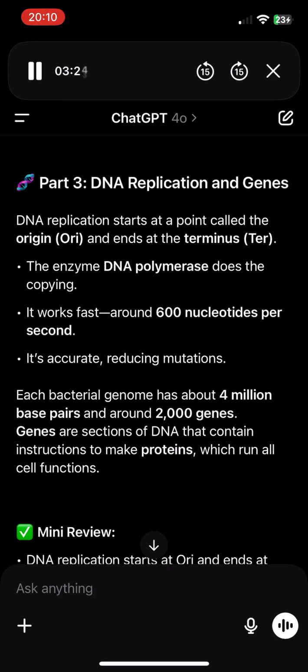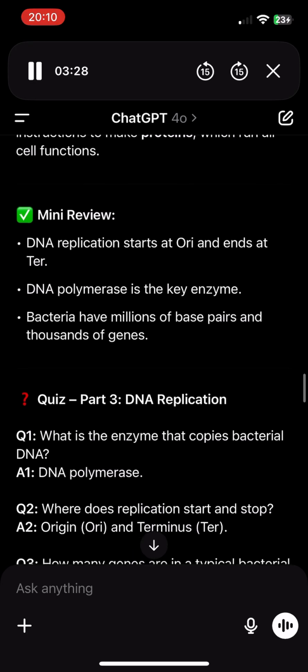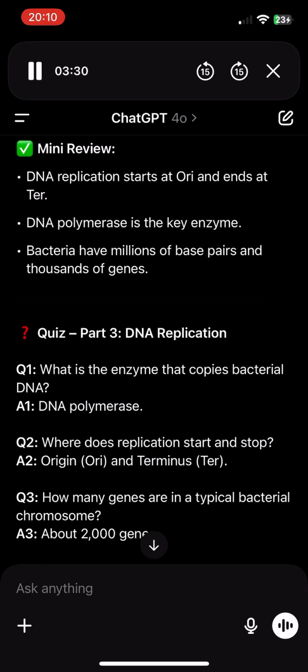Mini review. DNA replication starts at ORI and ends at ter. DNA polymerase is the key enzyme. Bacteria have millions of base pairs and thousands of genes.